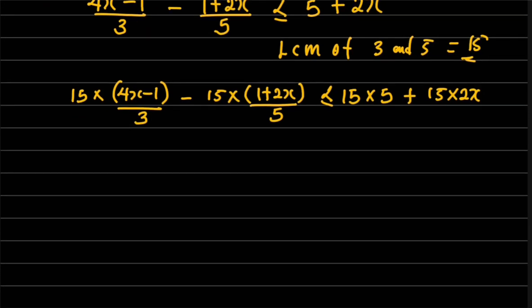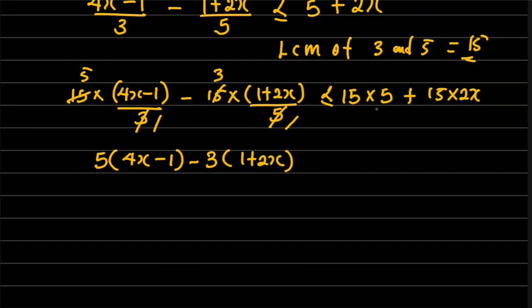Now let me show you how it's going to take care of the fraction. You see 3 here, 1 and 3 here, 5. So we are going to have 5 into (4x minus 1). Good. 5 here, 1, 5 here, 3. We are going to have minus 3 into (1 plus 2x). Very important. Then less than or equal to 15 times 5, which is 75. All right. Then we are going to have plus 30x.